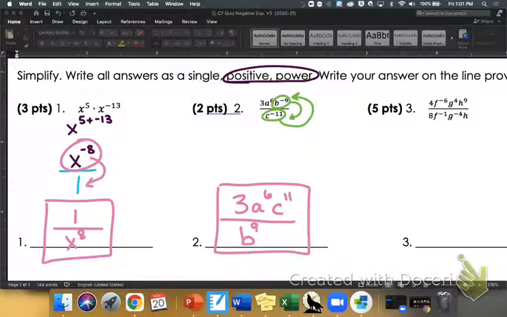Now number 5 is our division rule. So again, I like to always start with those coefficients. So if I look at 4 over 8, I ask myself, okay, is that a fraction that I can reduce? That answer is yes. 4 over 8 reduces to 1/2.